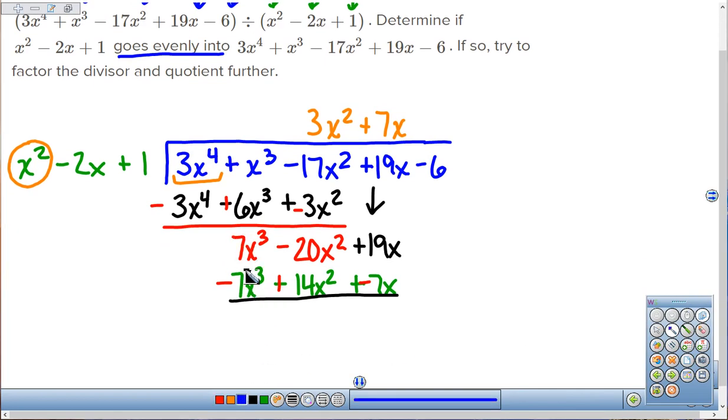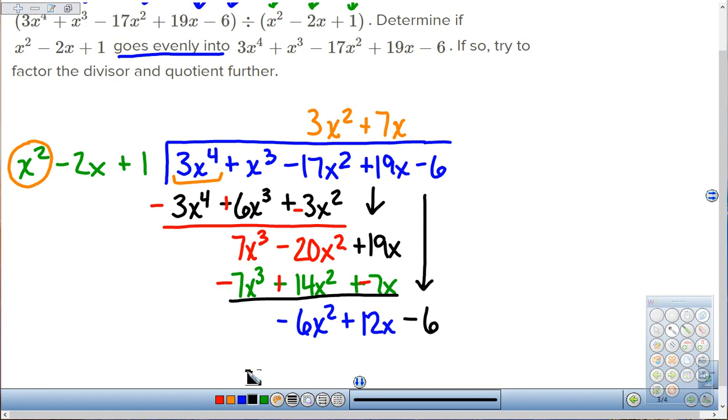These will cancel, as they should. Negative 20, positive 14, that's a negative 6. They're both x squared, and so we leave that label. 19x's minus 7x's, that's positive 12x. Bring down your new term and your last term here.